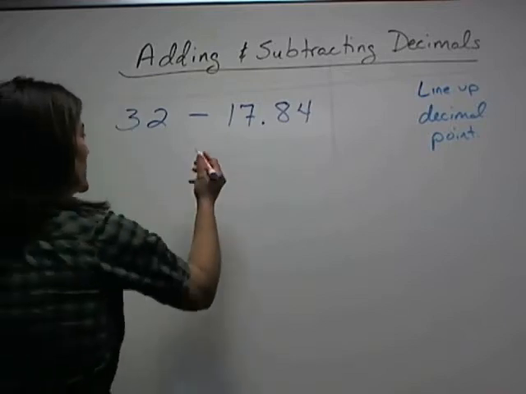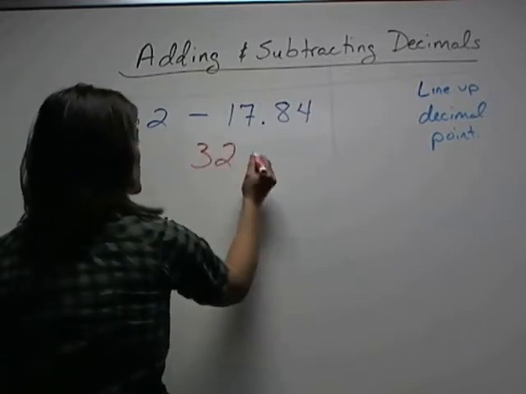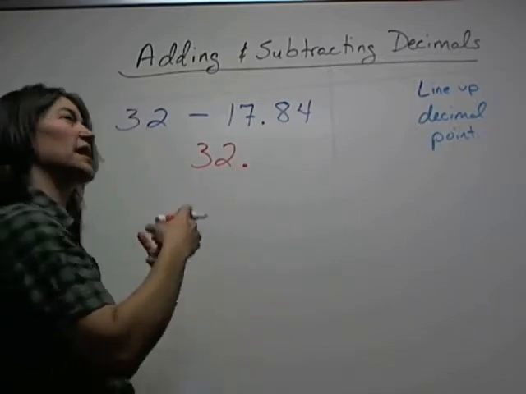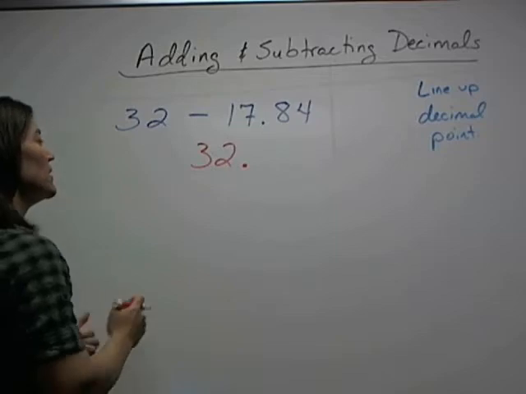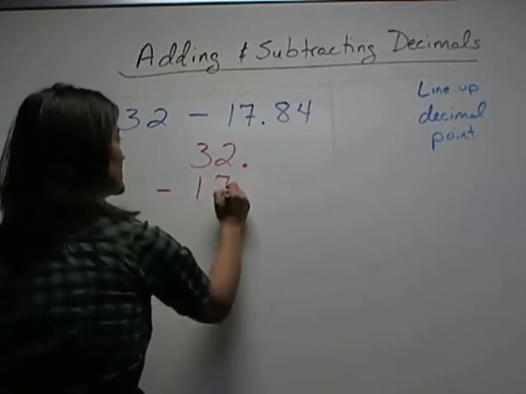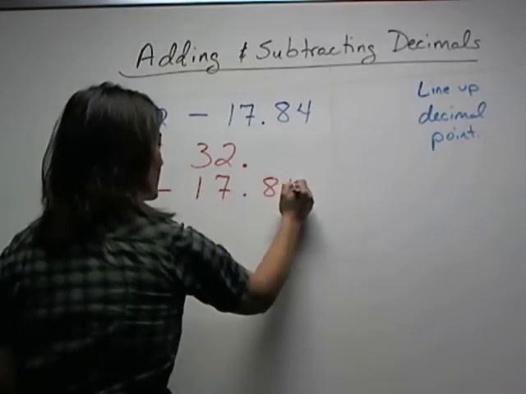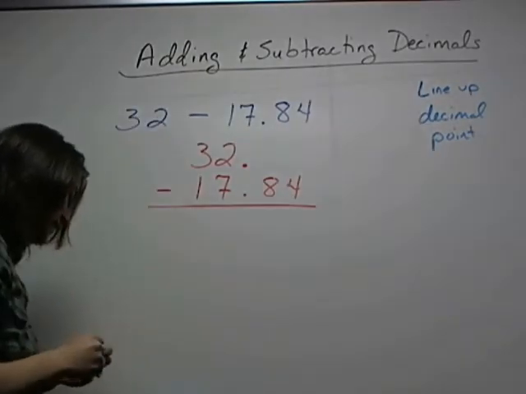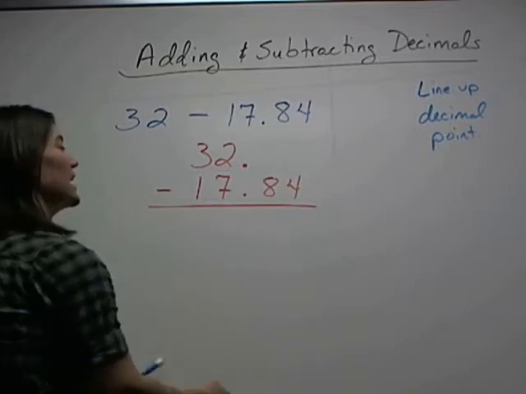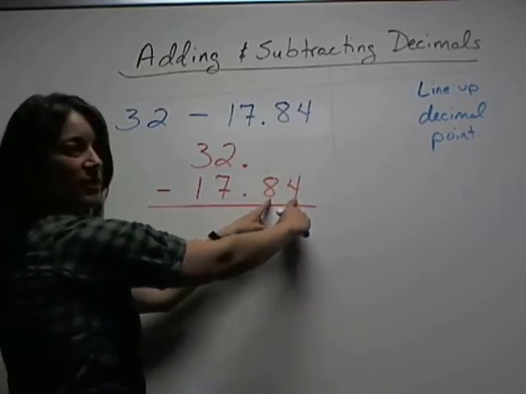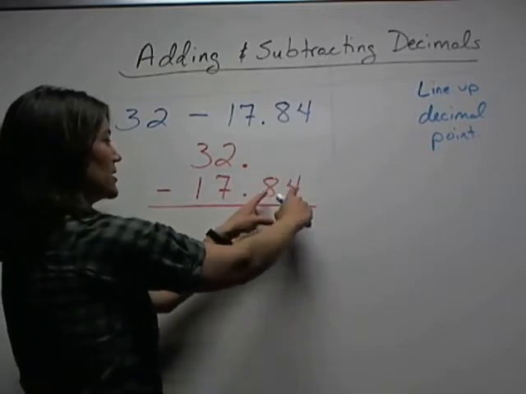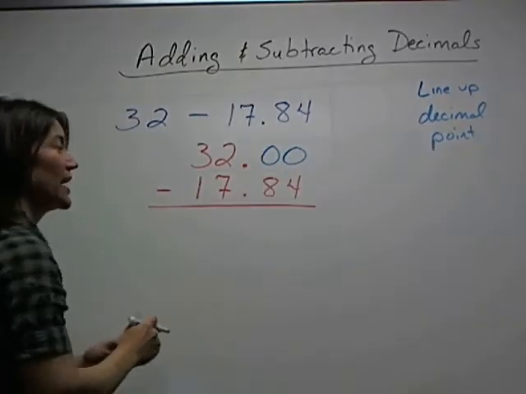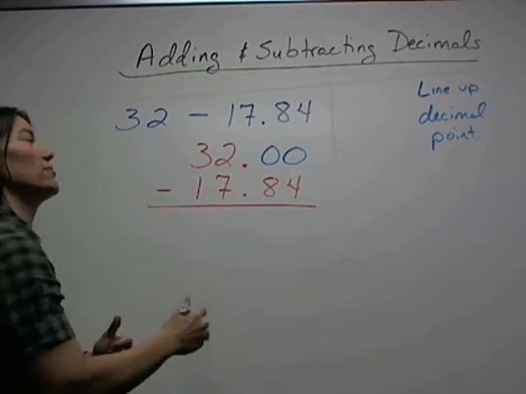So I put down my 32. Now I remember that 32 is 32 with a decimal point at the end. All whole numbers have the decimal point at the end. And I'm subtracting 17.84. Now, once again, in order to do my subtraction, I do not just bring digits down that are in the second line because I'm subtracting and I'm subtracting them from nothing. I can't take 4 from nothing, so I have to borrow.